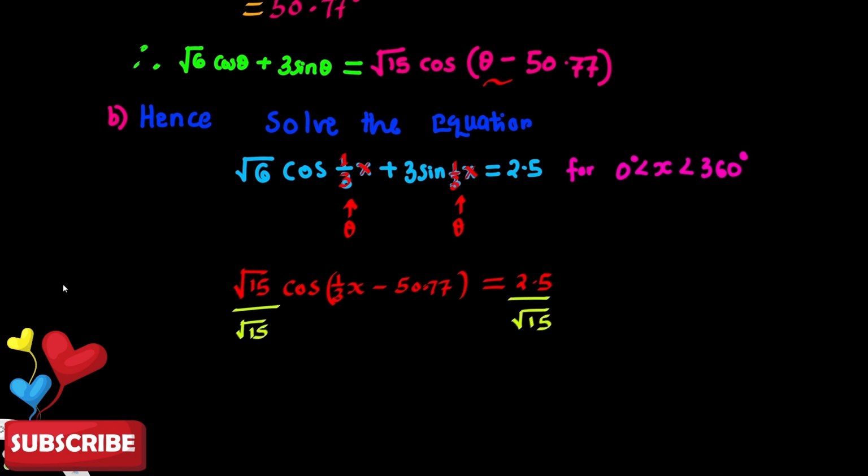So if you divide that, you are going to cancel this out, and then you are eventually going to remain with cos of (1 over 3x minus 50.77) equals 2.5 over root 15.